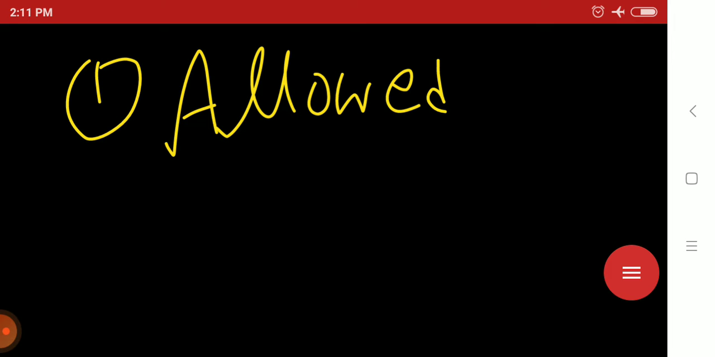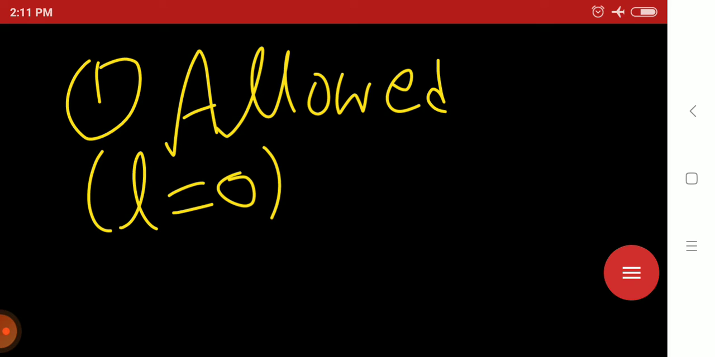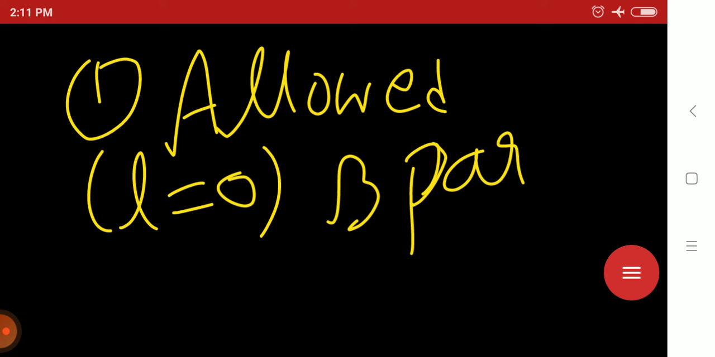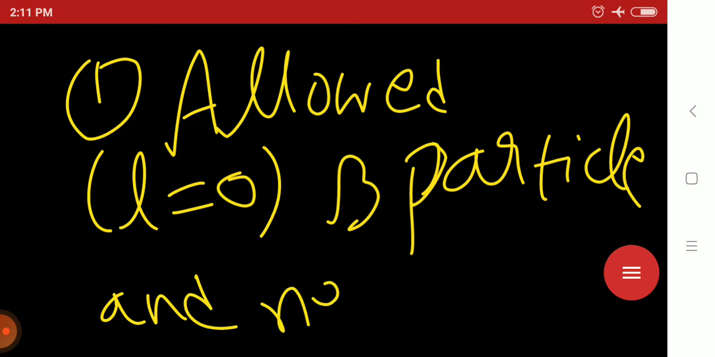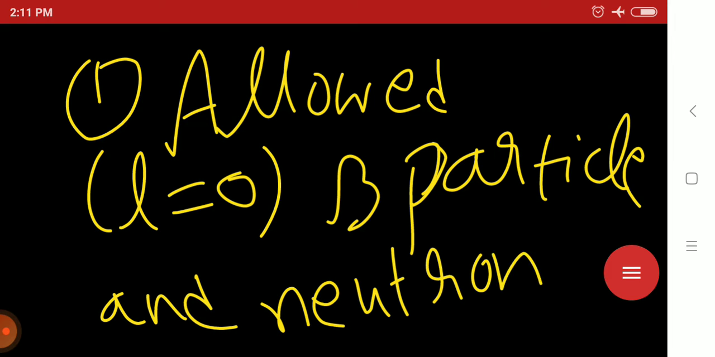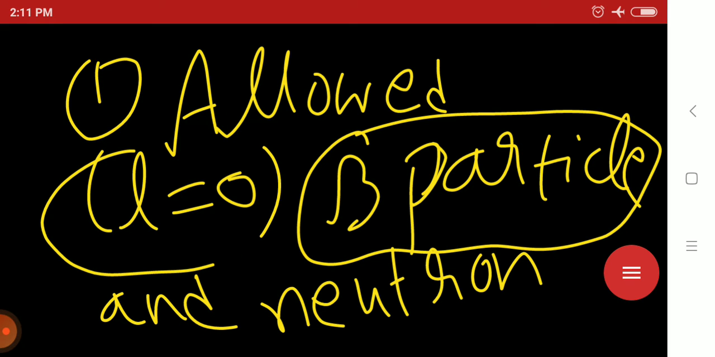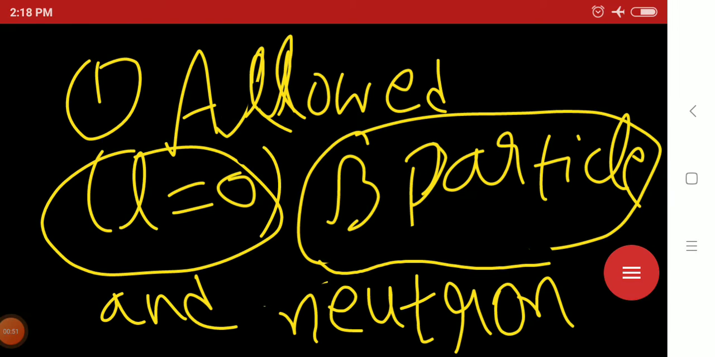An allowed transition is specified as the transition where L equals 0 and a beta particle and neutrino are emitted. So for an allowed transition, we have seen that L equals 0 and the beta particle and neutrino exist.